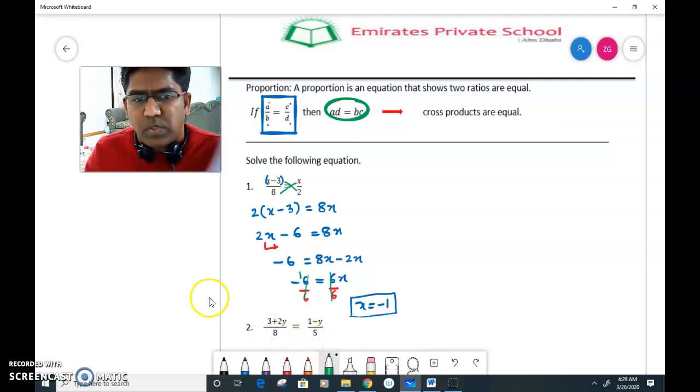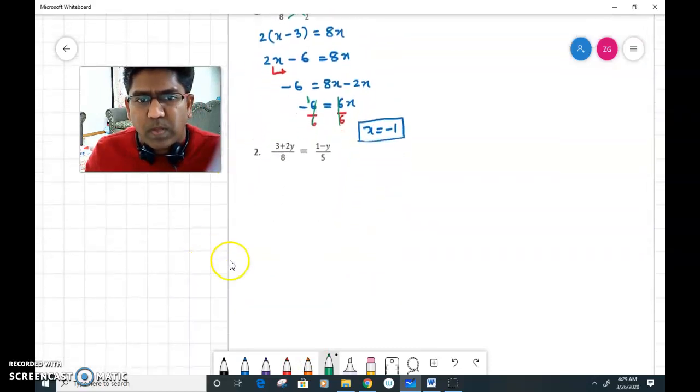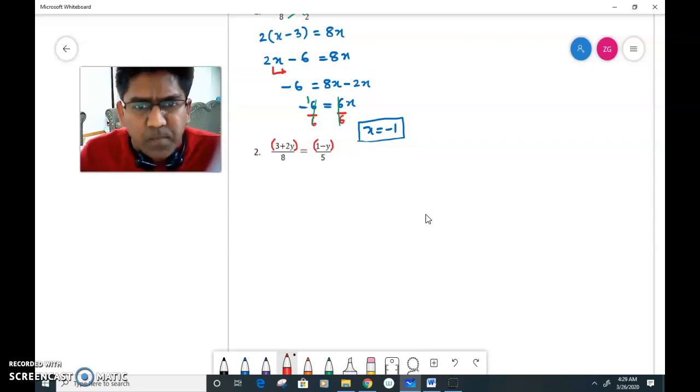Let's look at question number 2. Almost similar. Now look at the left hand side. The left hand side is only one ratio, or you can say one fraction. I'll put a bracket here since I have binomial. Right hand side also I have only one ratio. So this equation is in the form of a proportion.